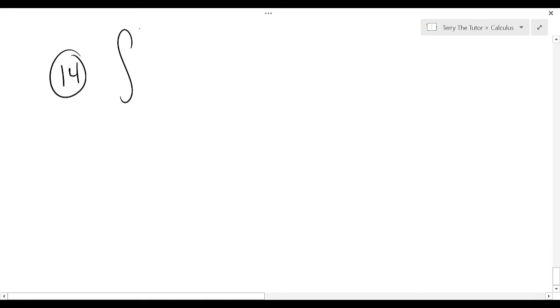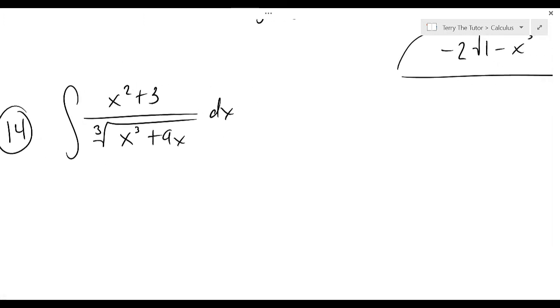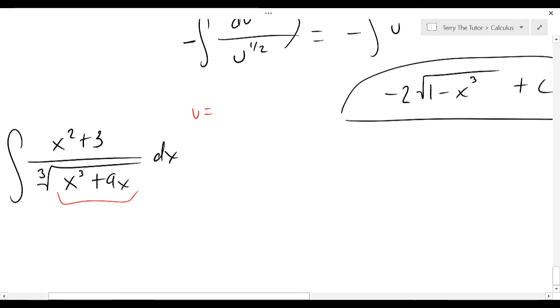We've got the integral of x squared plus 3 over the third root of x to the third plus 9x. We're going to say dx. Well, let's just approach it based on the trend, not even using any logic. I'm going to take from the denominator, and I'm going to not include the power that's on the outside, and I'm going to make that my u. So let's do that. Just following the trend of the last 4 problems.